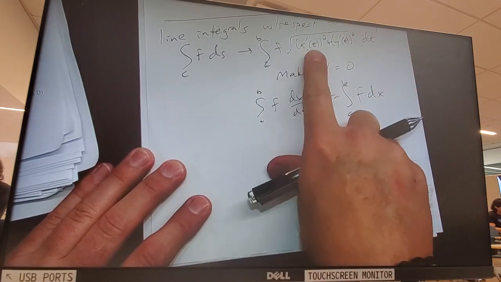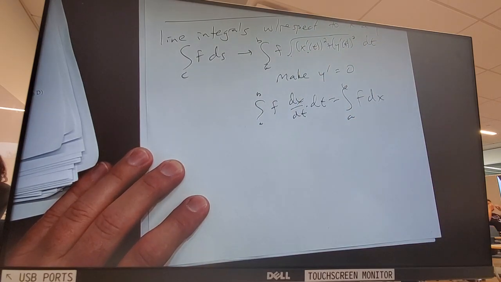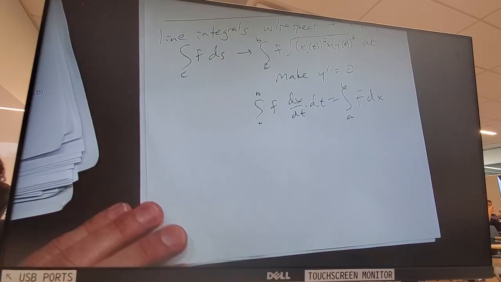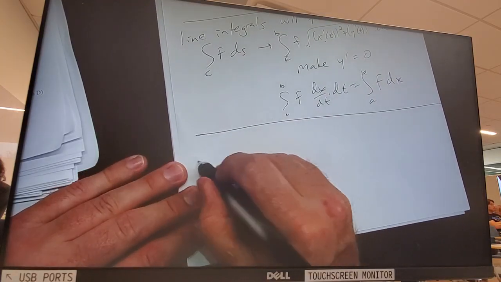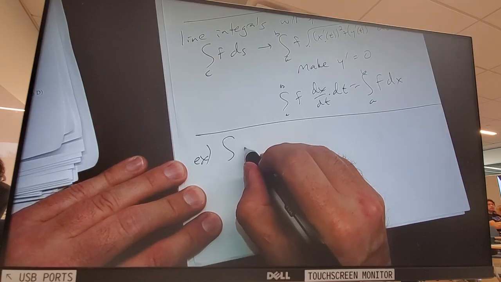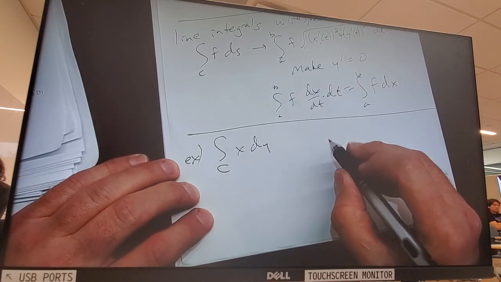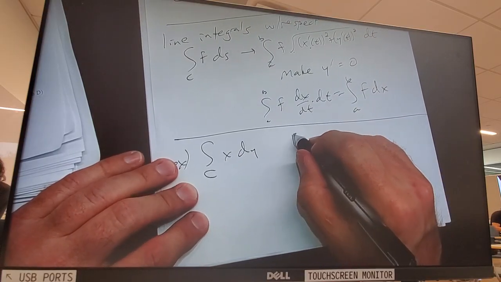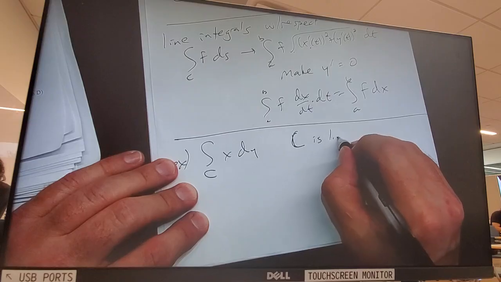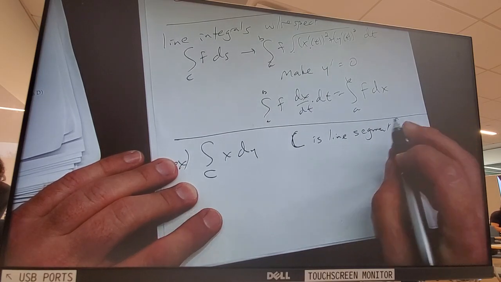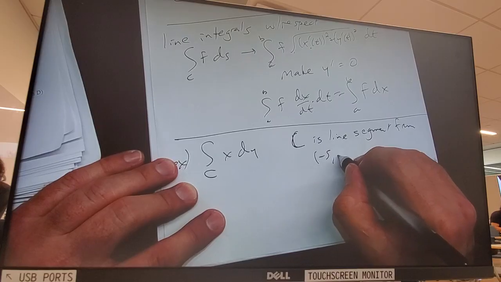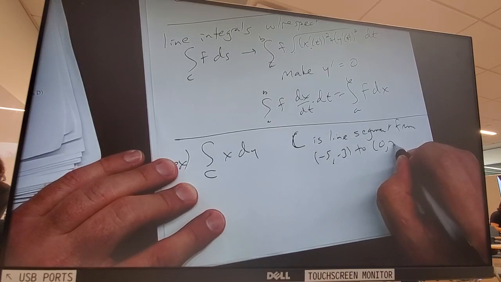Similar thing could happen if I make x prime 0. Exactly the same kind of thing. So let's try an example out. C is the line segment from -5, -3 to 0, 2.